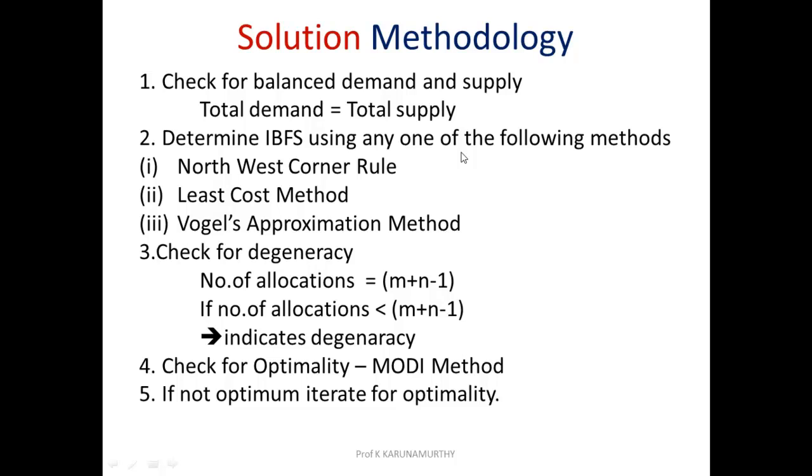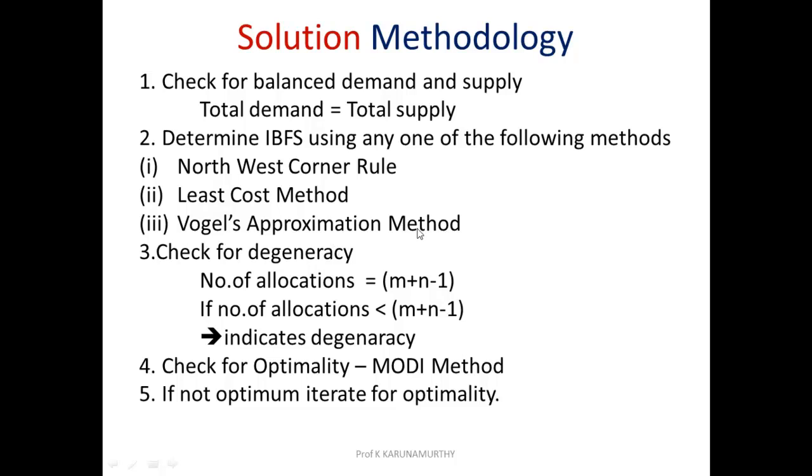To obtain the initial basic feasible solution, three different methods are available: northwest corner rule, least cost method, then Vogel's approximation method. Among these three methods, Vogel's approximation method is preferred. This is because, compared to other methods, if you get the initial basic feasible solution from Vogel's approximation method, then the number of iterations involved in obtaining the optimality will be minimum. That is why we prefer Vogel's approximation method.